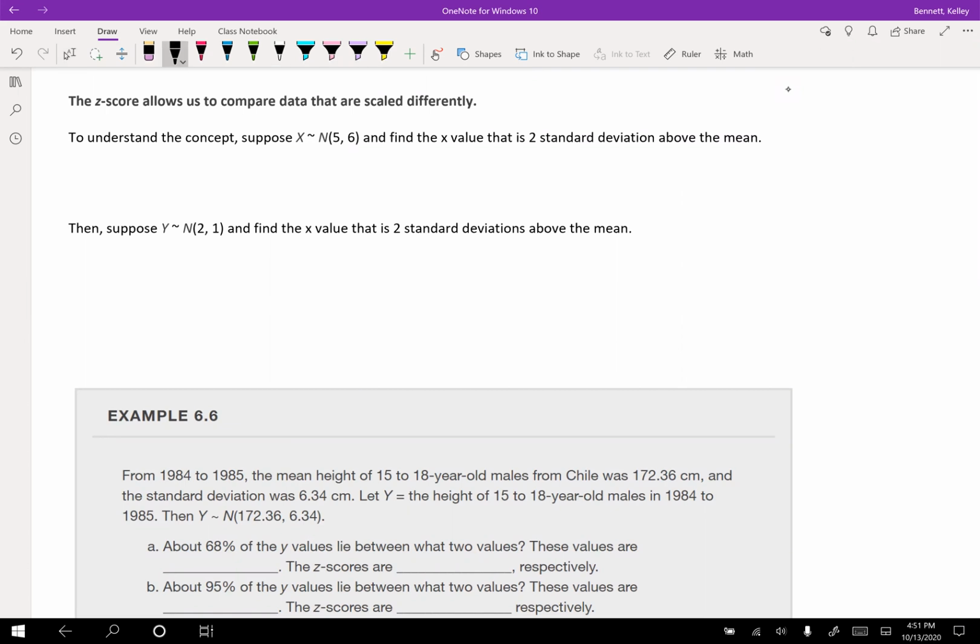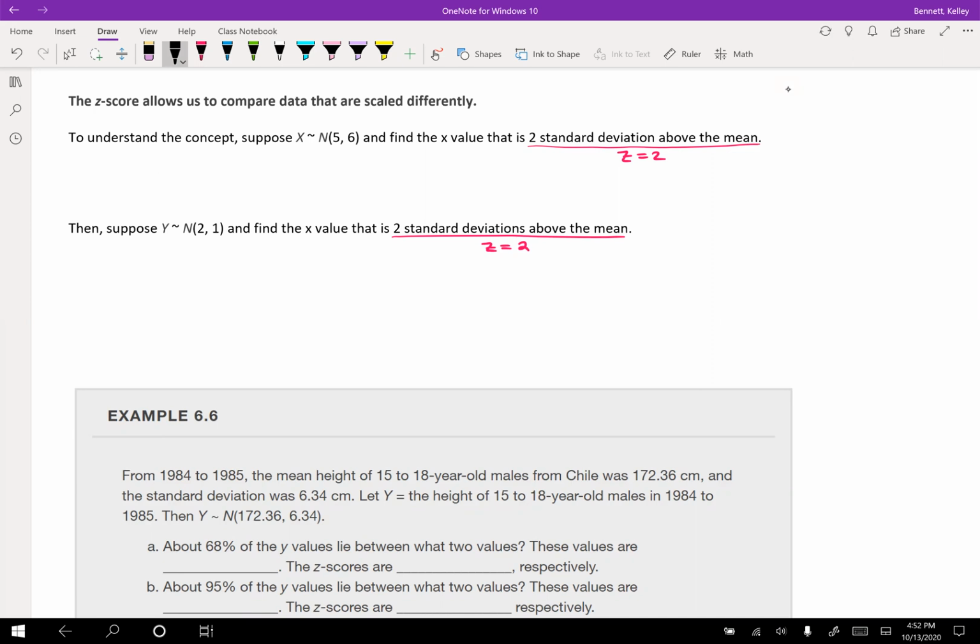So if x is normally distributed with mu 5 and sigma 6, find the value that is 2 standard deviations above the mean. So this means that z is 2. Let's look at the next example. Suppose that y follows a normal distribution with mean 2 and standard deviation 1. Find the y value that is 2 standard deviations above the mean. This means the same thing. Z is 2, positive 2, right?